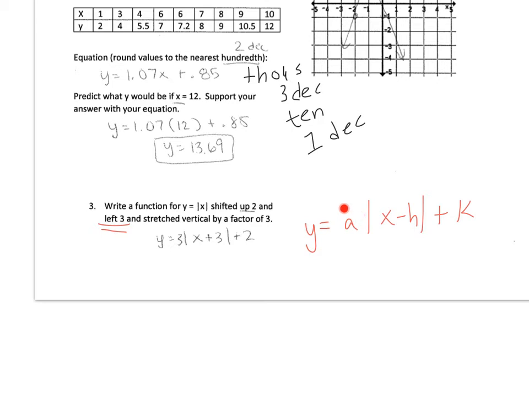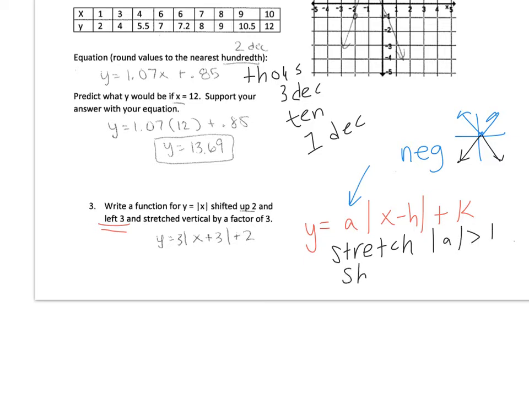And the a not only tells you whether it's a reflection across the x-axis. Remember, the parent function looks like this, at the origin, and if a is negative, it's reflected. The a also tells you whether it's a stretch vertically, so that's when the absolute value is greater than 1, or a shrink vertically, so the absolute value is between 0 and 1. A shrink vertically would look like this or like this. It's wider. And a stretch would be narrower.